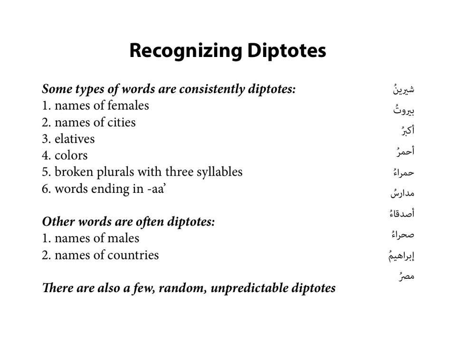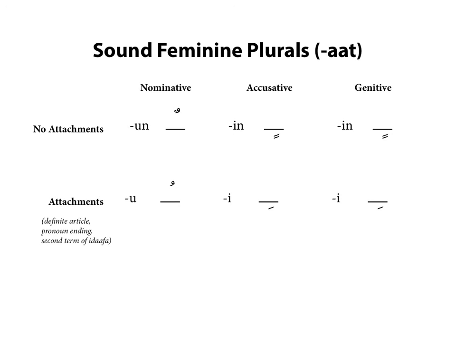Sound feminine plurals are easy to recognize because they are all the plurals of feminine words that end in ta marbuta, and they have at, an aleph and a ta, at the end. Sound feminine plurals take the u, i pattern. Remember, triptotes are u, a, i. Diptotes are u, a. Well, sound feminine plurals are u, i. And they do take nunation when there are no attachments. So when it's indefinite, you get un, in, and in.